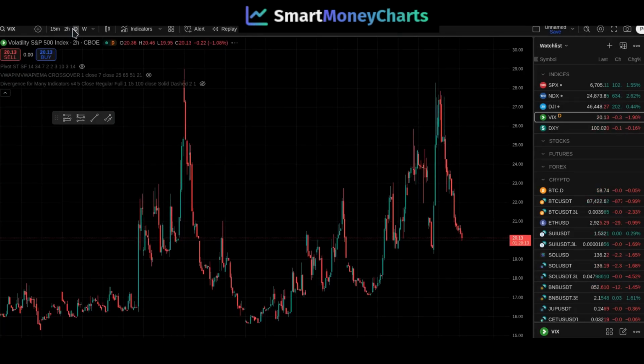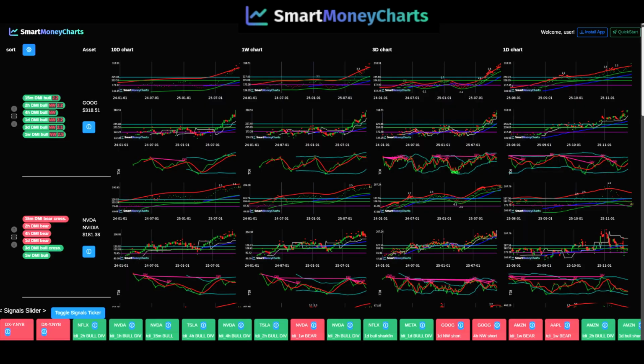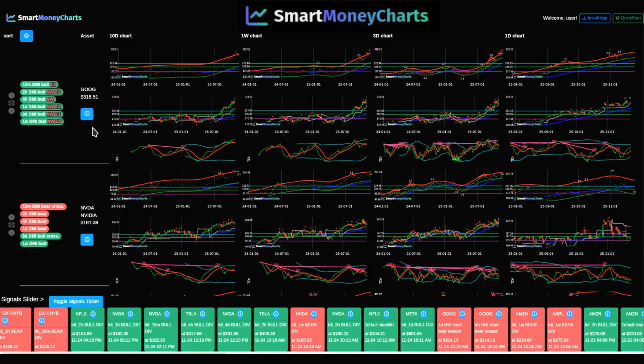Let's go over the Magnificent Seven today. Google, Nvidia, Tesla, Meta, and Amazon. So with Google, you can see, well, first, this is Smart Money Charts if you haven't seen it before.